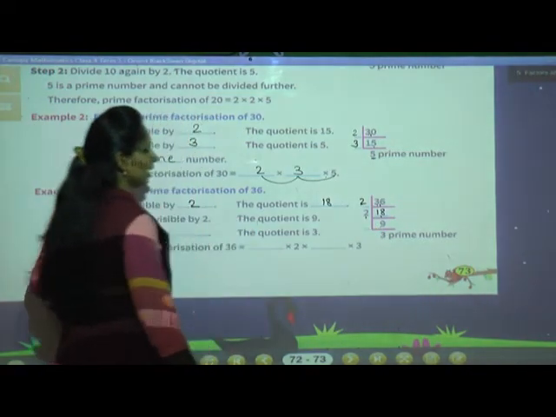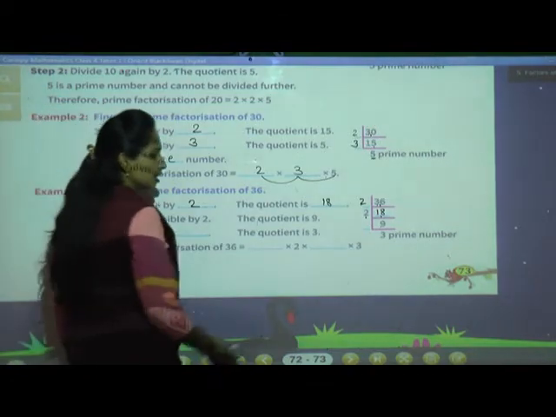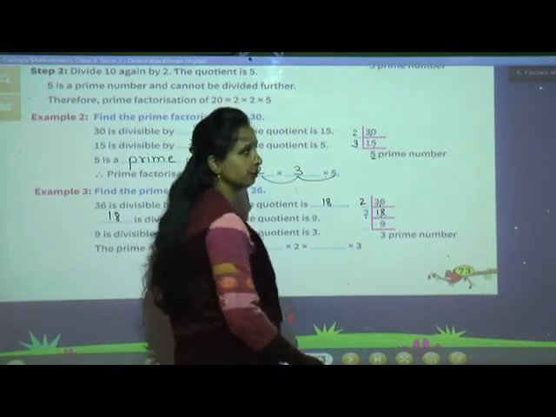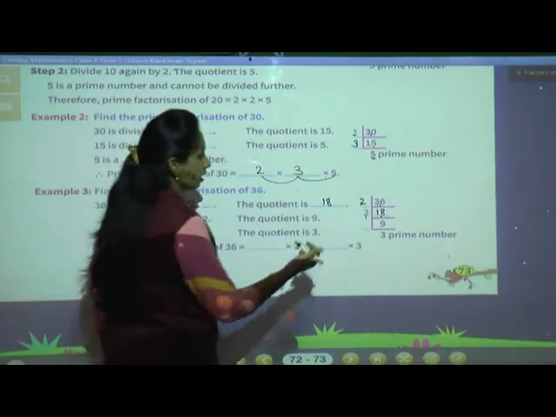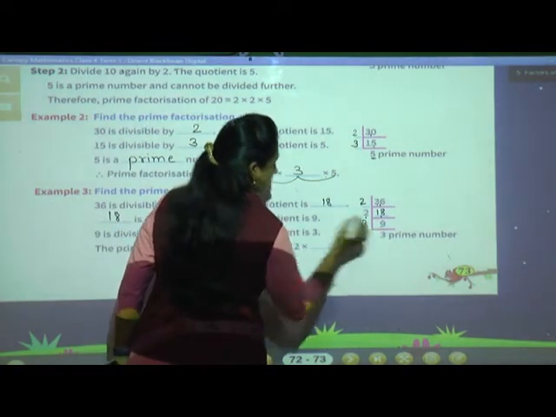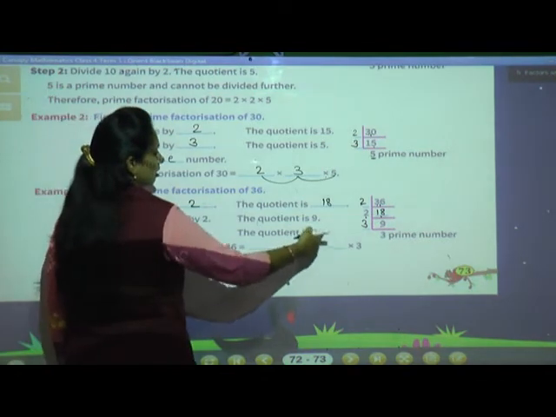See which number we can divide 9 by to get the quotient. 9 is an odd number, so we have to go with the next prime number, that is 3. See, 3 3s are 9, isn't it? So here write 3, the quotient is 3.